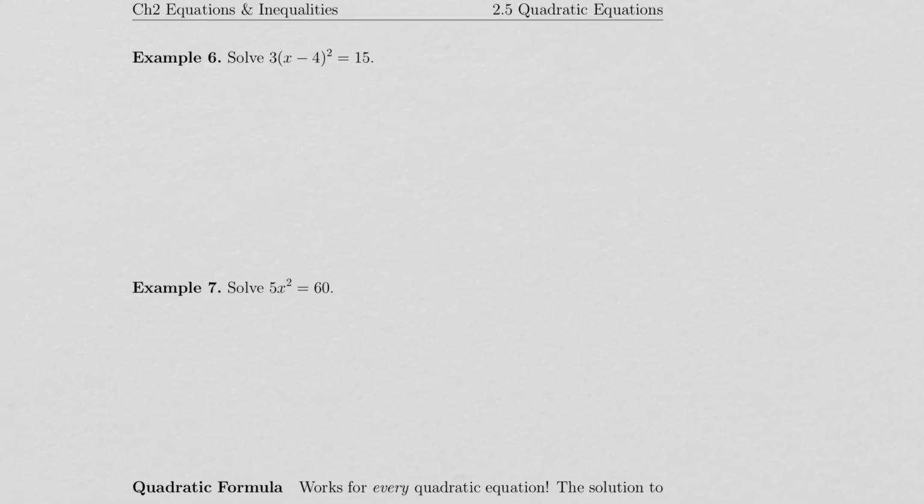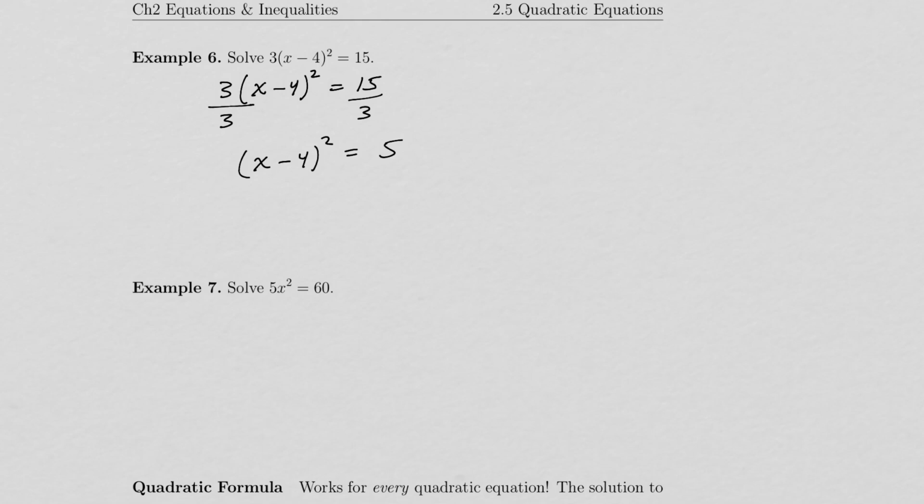So in this case, we don't actually want to isolate the x squared. Like, we don't want to expand this out, and you'll see why in a second. We're just going to isolate this squared factor term here. To do that, I need to first divide by 3. I'm going to get rid of that 3, so I'll divide both sides by 3. So I'm going to get x minus 4 all squared equals 5. Okay, so that's what I want to do.